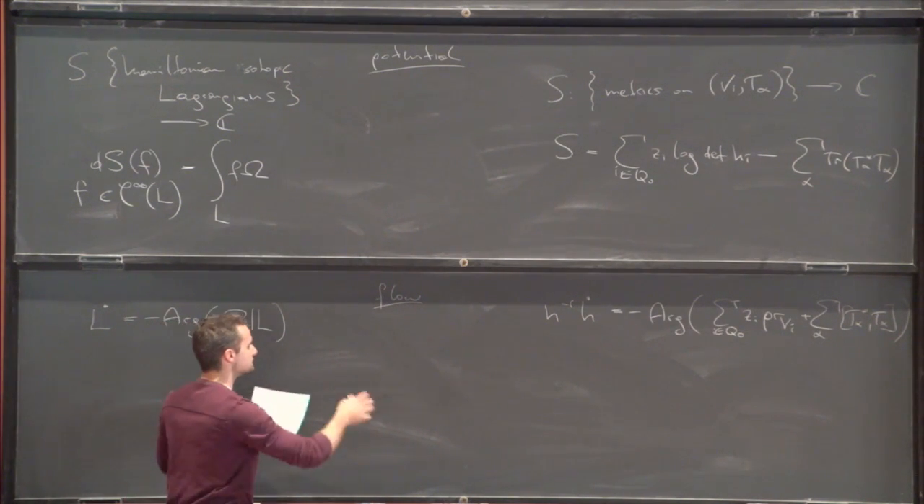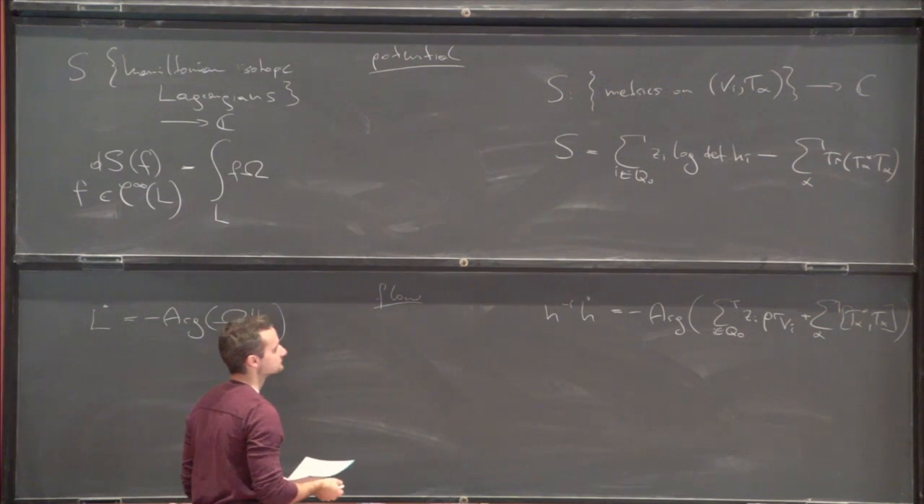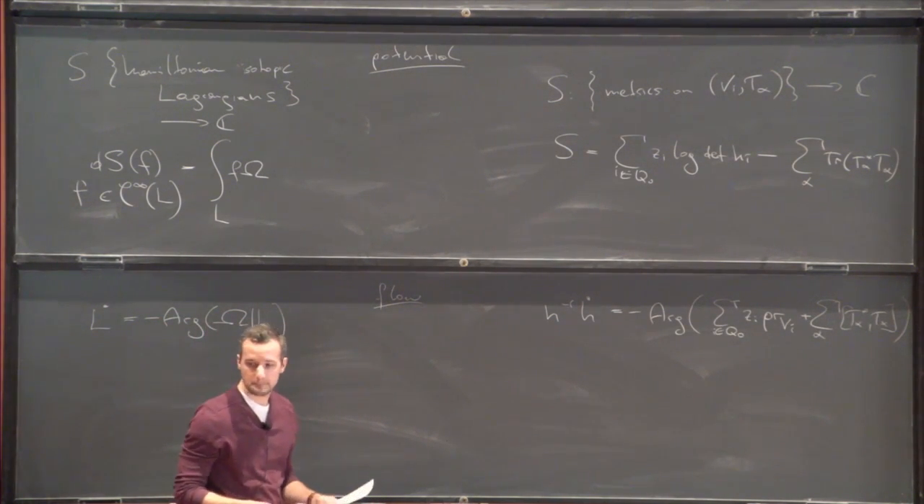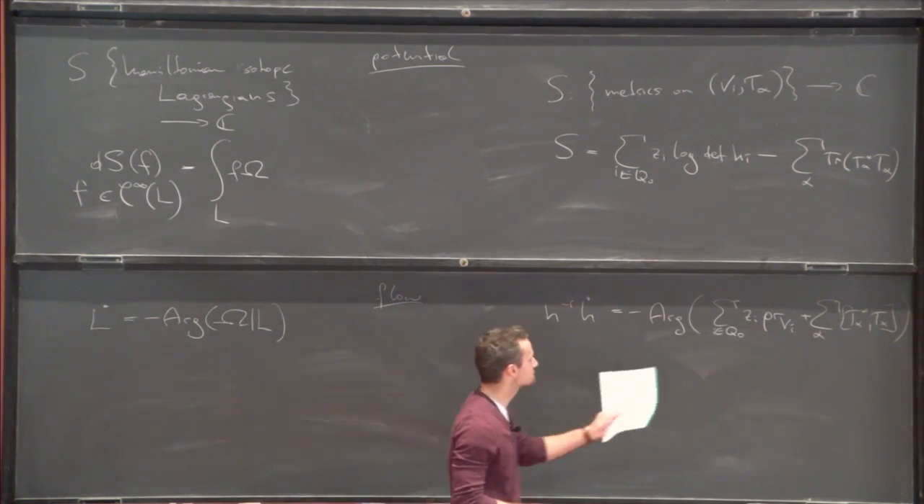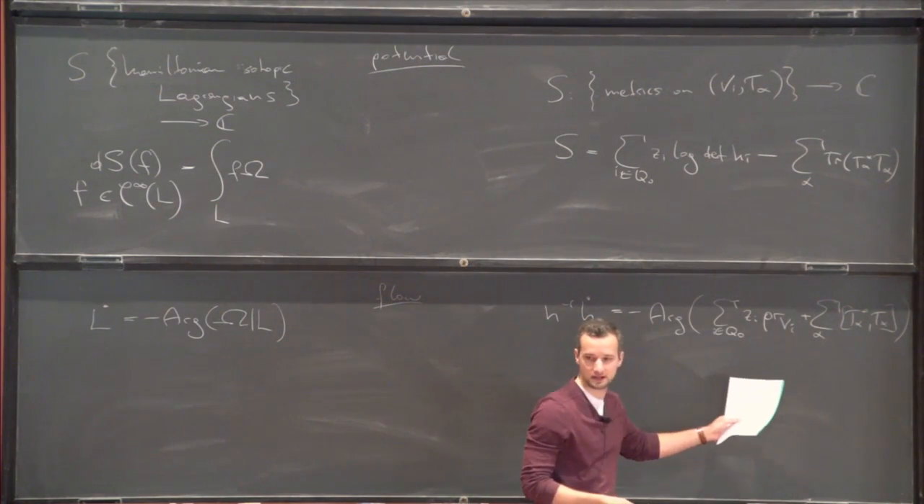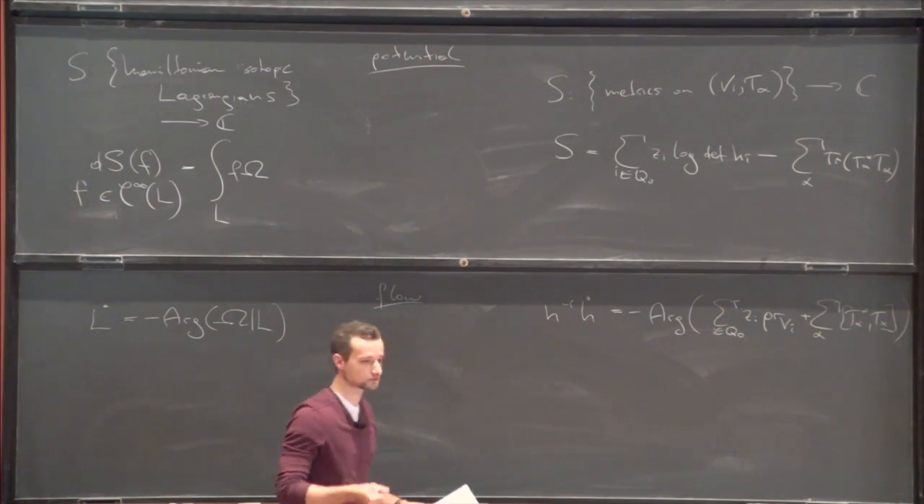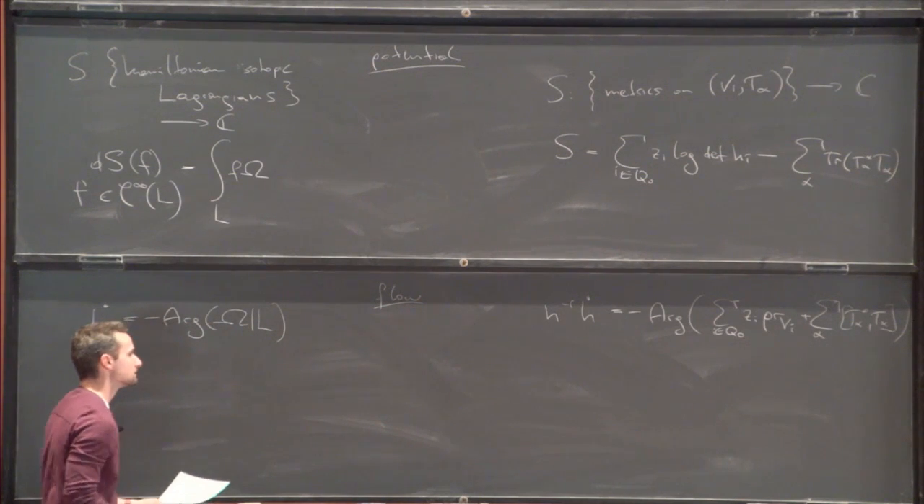So what does this flow do? It decreases. Here it always has a spectrum in the upper half plane, so there's no ambiguity. Yeah, good question.